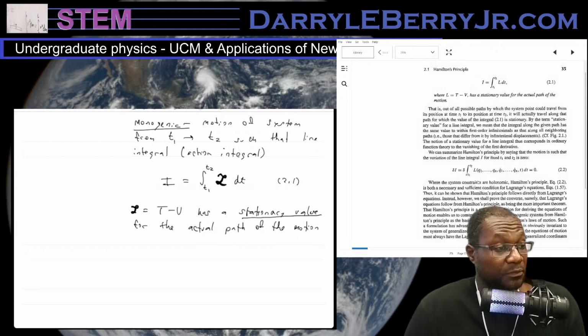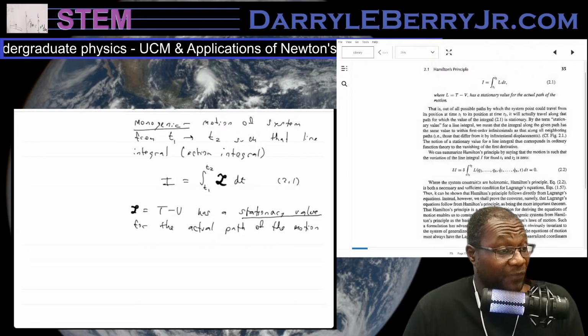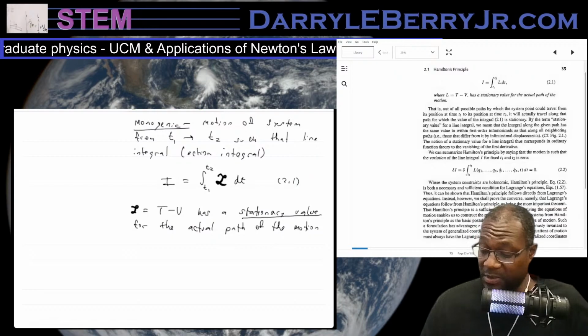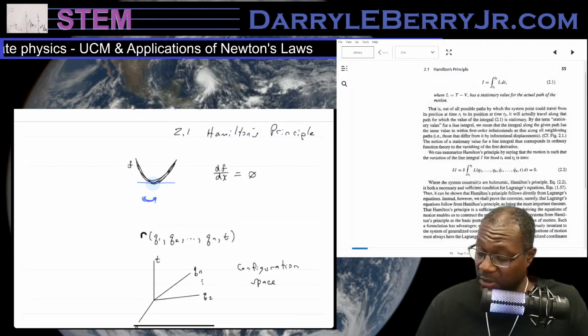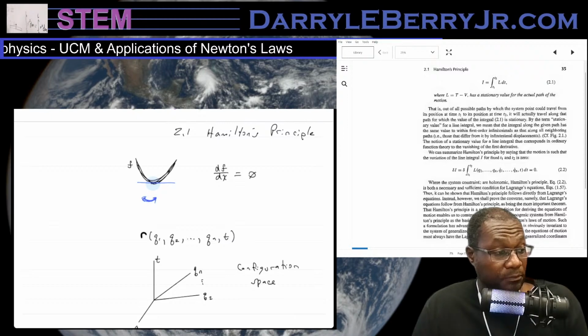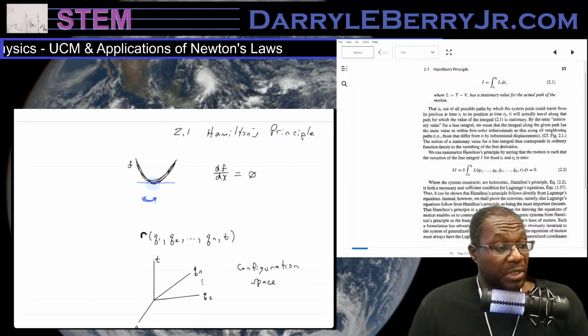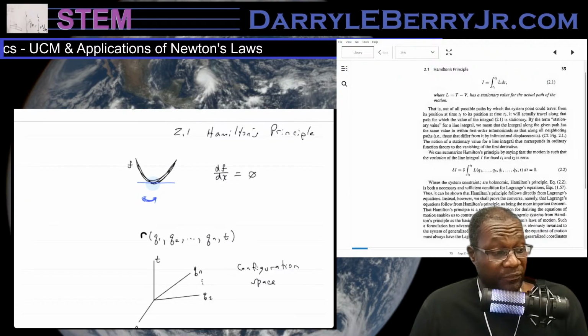Monogenic, stationary value. By the term stationary value for a line integral, we mean that the integral along the given path has the same value to within first order infinitesimals as that along all neighboring paths, those that differ from it by infinitesimal displacement. So this goes back to the idea of a small change from a stable equilibrium point doesn't really change much. The notion of a stationary value for a line integral thus corresponds in ordinary function theory to the vanishing of the first derivative.